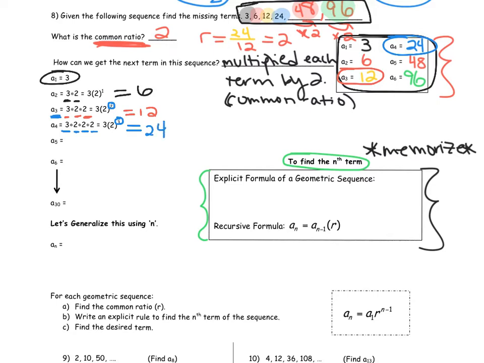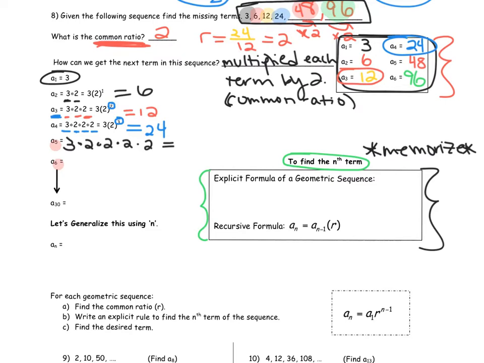So if I want to get to the fifth term, it's going to be the same thing. We need to multiply by the initial amount of 3 times 2 once, twice, 3, 4 times. It's always going to be 1 less than that n value that we're looking for. So if I'm looking for a sub 5, I'm multiplying by 2 4 times.